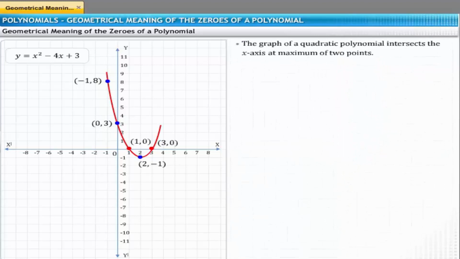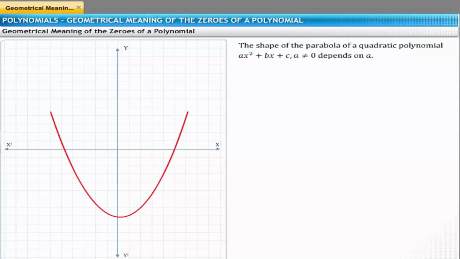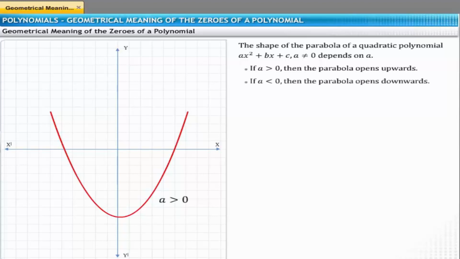The graph of a quadratic polynomial intersects the x-axis at a maximum of 2 points. Therefore, a quadratic polynomial can have a maximum of 2 zeros: 1, 2, or no zeros. In case of a quadratic polynomial, the shape of the graph is a parabola. The shape of the parabola of a quadratic polynomial depends on the coefficient of x square. If a is greater than 0, then the parabola opens upwards. If a is less than 0, then the parabola opens downwards.